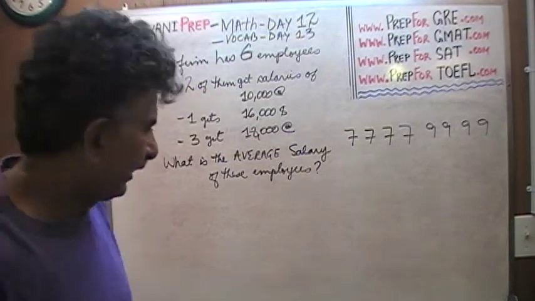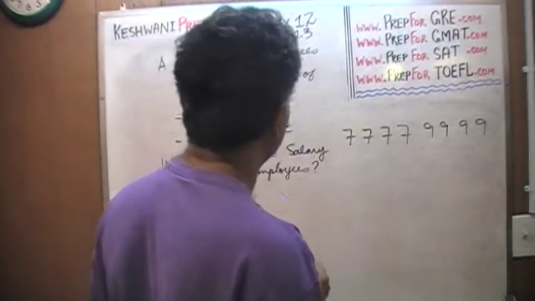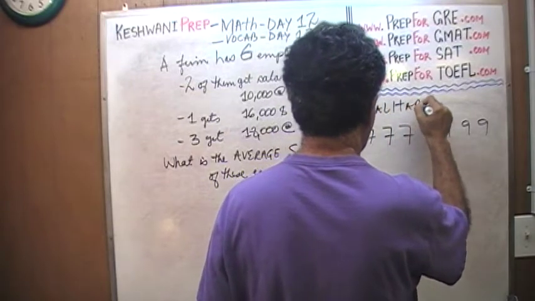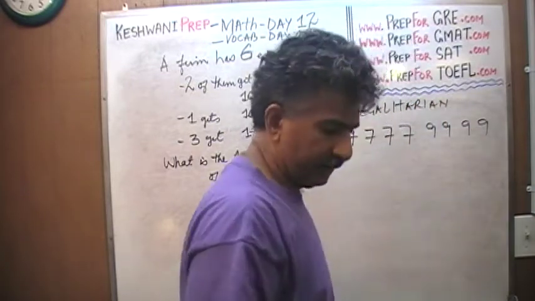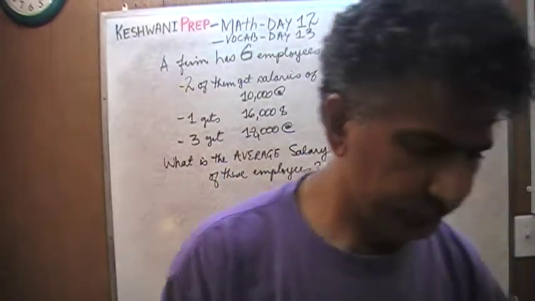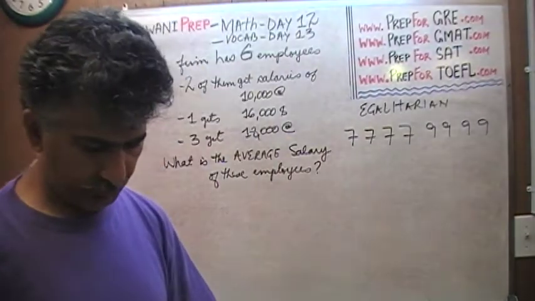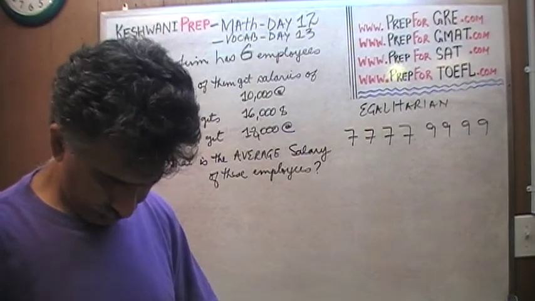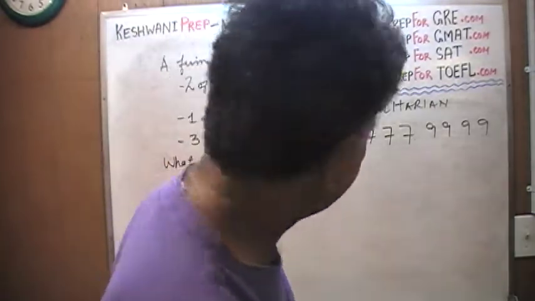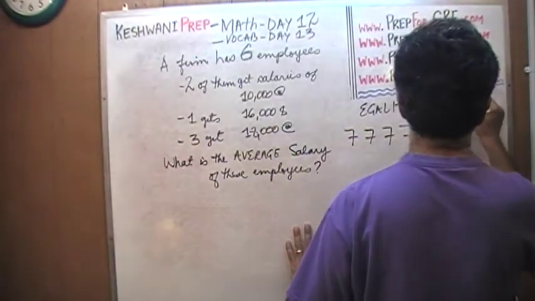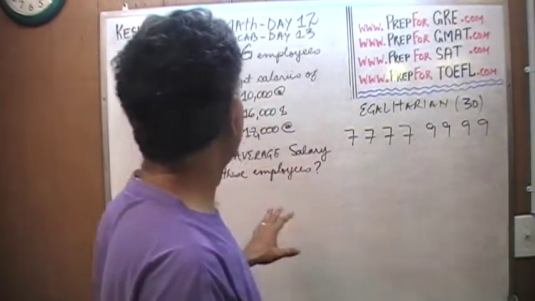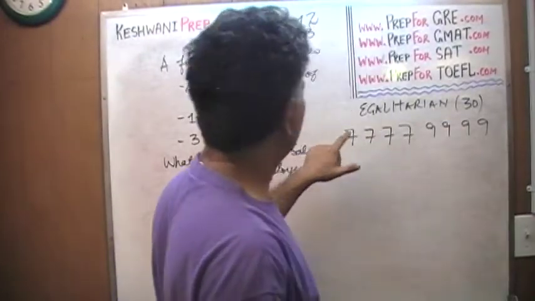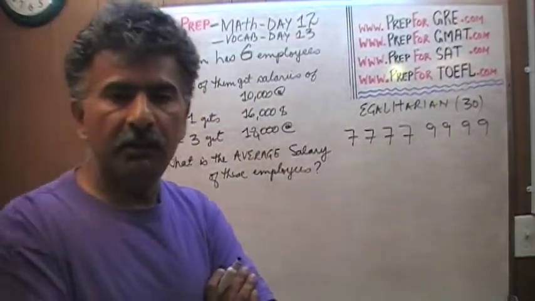Average is an egalitarian concept. Oh, here's a good word. Where should we put it? Egalitarian. If you want to learn that word, I know we covered it, I remember it distinctly, Day number 30. So if you want to learn the word egalitarian, just type in Keshwani Prep dash vocab dash day 30 and you will learn this word. Egalitarian simply means everybody is equal.